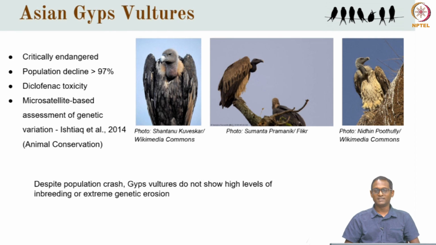A famous one is the Asian Gyps vultures. Everybody knows they are critically endangered. Population decline is greater than 97%. The diclofenac toxicity is one of the known causes. And there was a microsatellite based assessment of this by Ishtiaq et al. So despite the population crash, the Gyps do not show high levels of inbreeding or genetic erosion. But this has to be taken with some caveats.